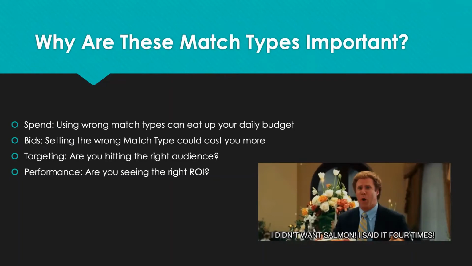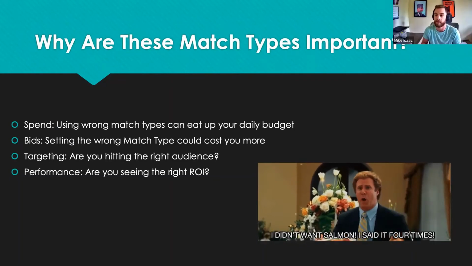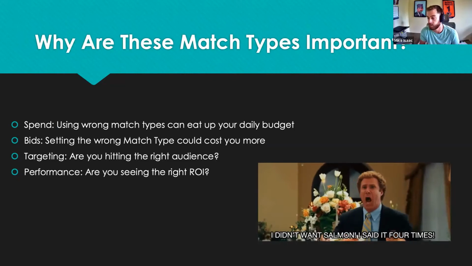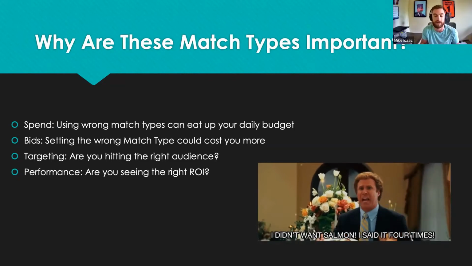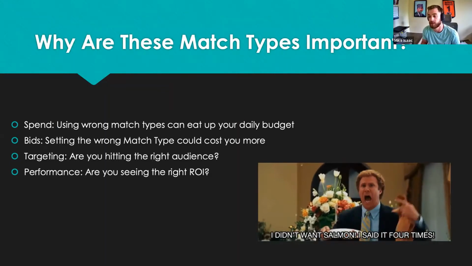If you're using the wrong match types, that can really eat up your daily budget. So when you're looking at things like broad match keywords, and you have a much smaller budget, it's usually not a good idea to include those kinds of terms, just because they can be triggered for so many different searches. That's the key thing to keep in mind in terms of spend.